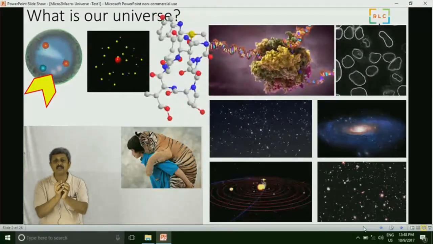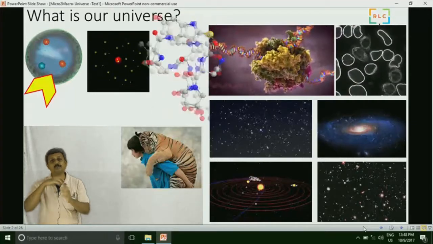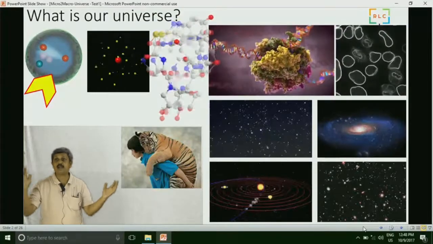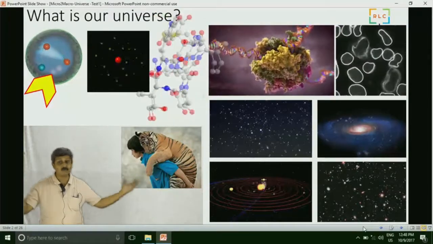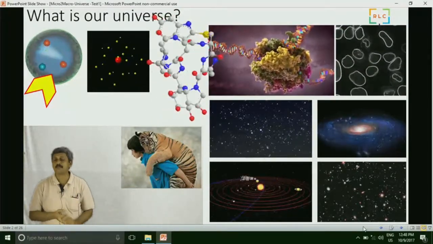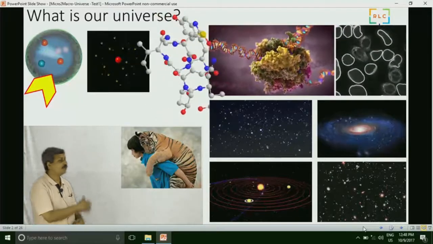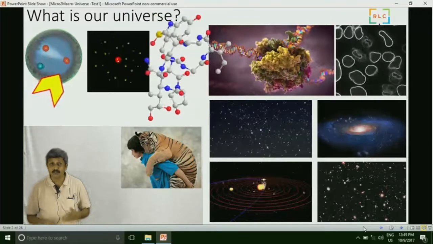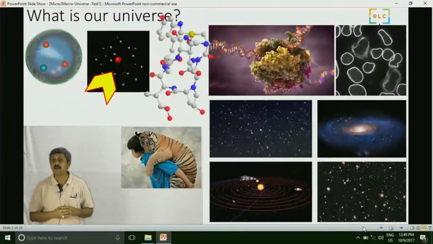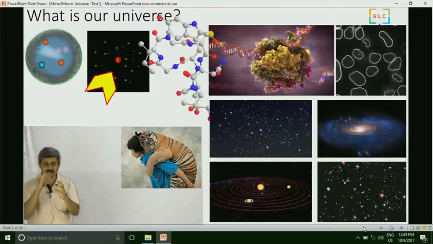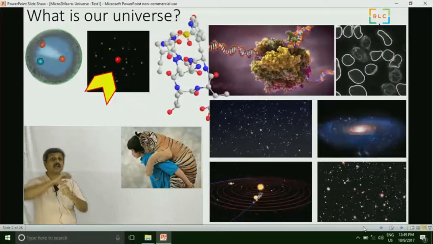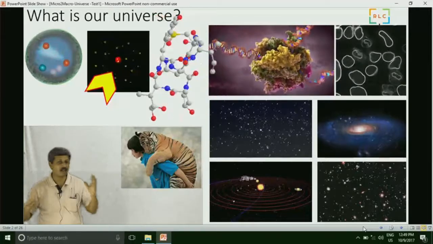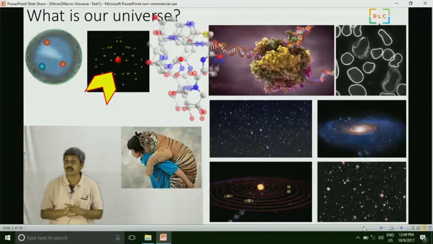Once you take the nucleus and sprinkle lots of electrons around it, it becomes an atom. The atom is a very big thing when compared to the nucleus, but a very small thing when compared to the things we see around. So the next step in our journey is atoms. An atom is a nucleus in the middle, with protons and neutrons, and around it lots of electrons jiggling around, moving around. That is basically called an atom.